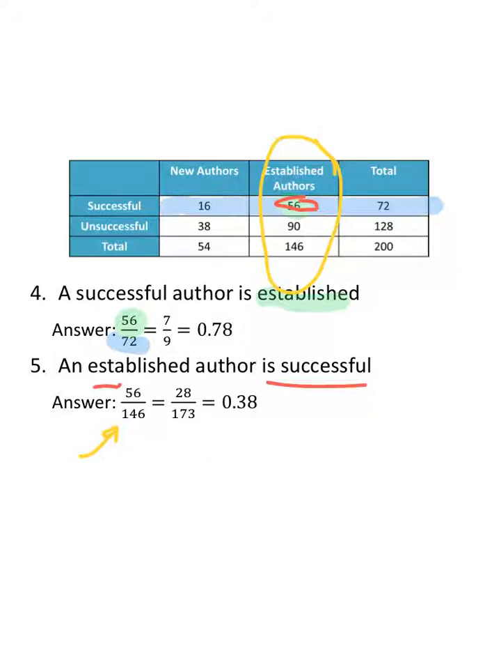It's really important to know what you're looking at as your total. Who are you taking it out of? And once you restrict that view, which portion of those are you looking at? That's it for relative frequency.